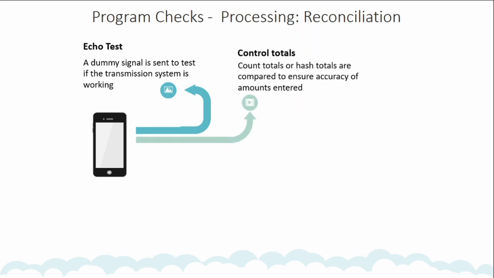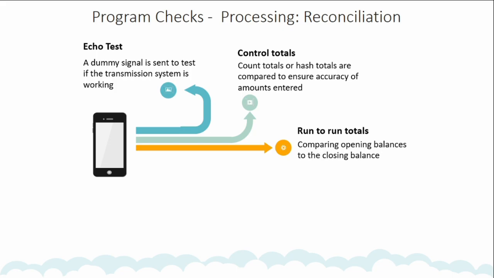Total checks. That's where control totals or count totals are compared to other information entered onto the system. Run-to-run totals. Run-to-run totals are when opening balances are compared to closing balances and the match between the opening and closing balances is ensured to be correct.